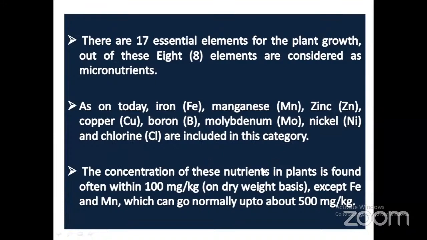The concentration of these micronutrients in plants is often within 100 mg per kg. What is this mg per kg? Is it ppm or ppb? Yes, ppm. So the concentration of micronutrients in plants is often within 100 ppm, except iron and manganese, which can normally go up to around 500 ppm. So generally we can say micronutrients are those nutrients required by the plant at less than 100 ppm. The exception is iron and manganese, which can go up to 500 ppm.